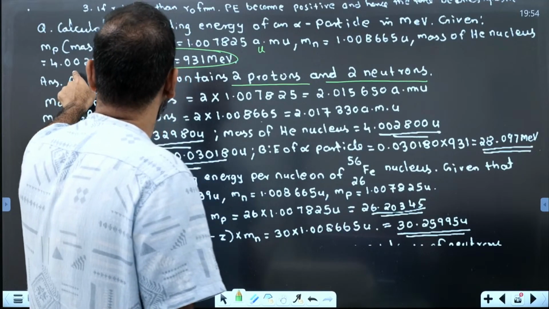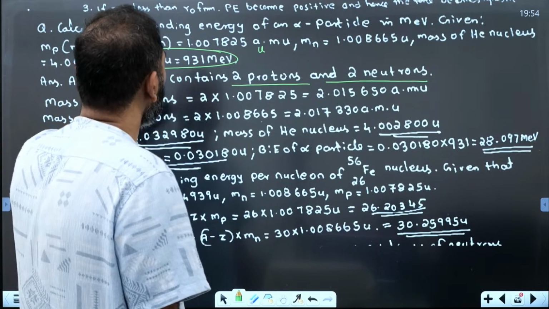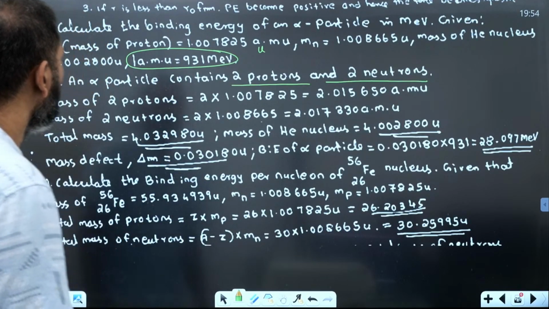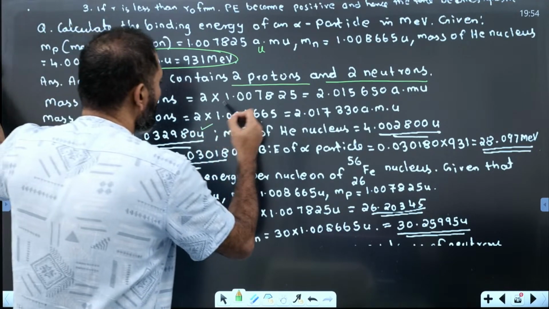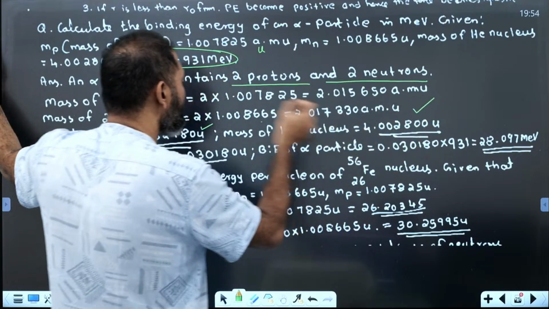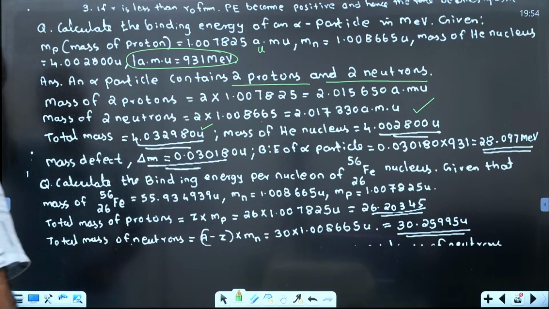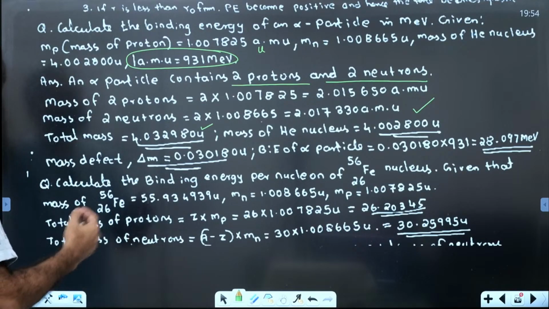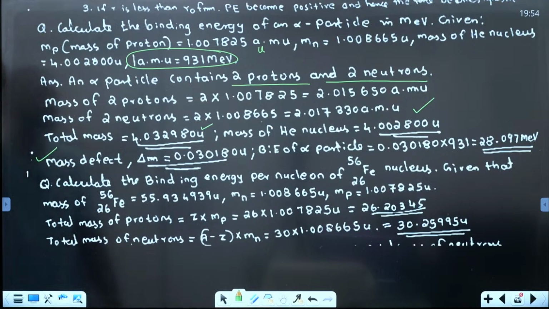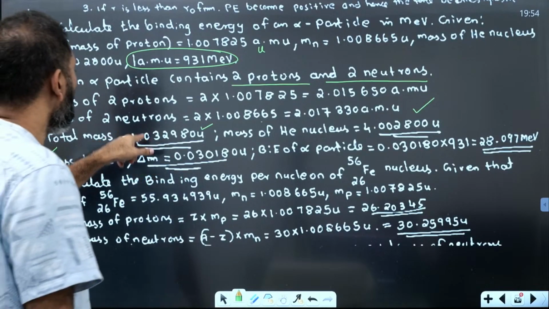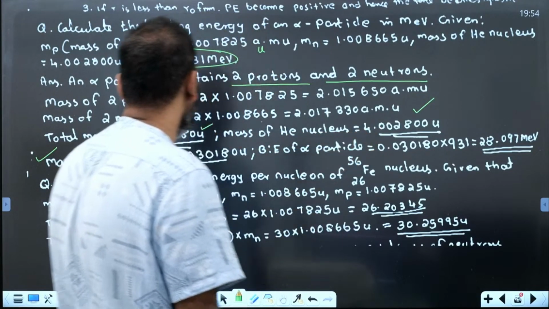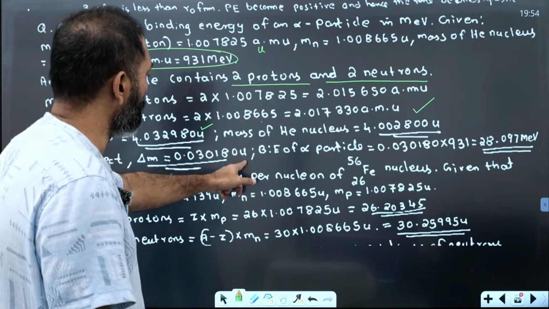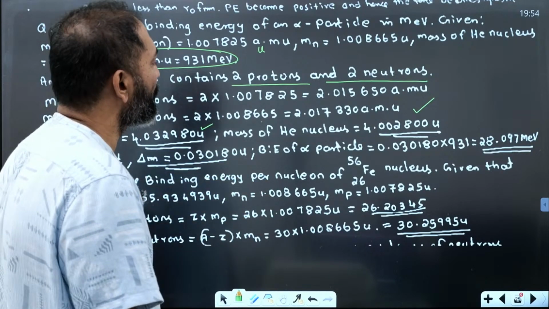Actual mass of the nucleus is 4.002800 U. That means what? There is a mass defect. This is the expected total mass and this is the actual mass. Actual mass is lesser than the expected mass of the nucleons. Why is there a difference? Because of mass defect. How is mass defect found out? Total mass minus mass of the helium nuclei. And its value is 0.030180 U.